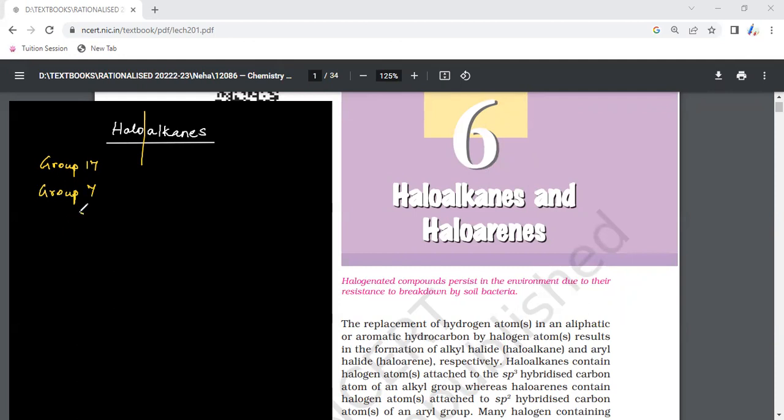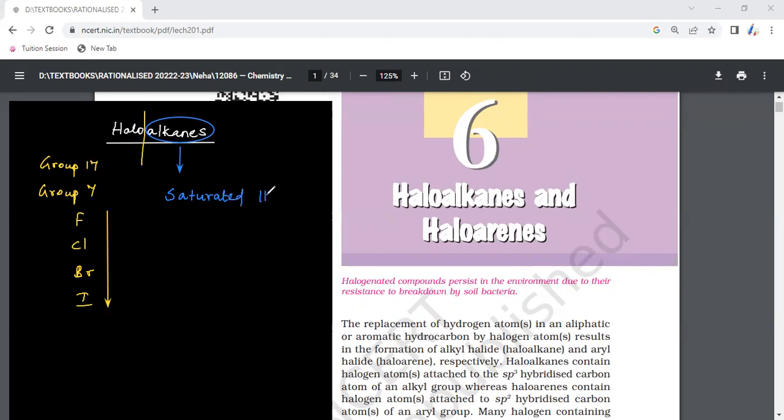The first member of the family is fluorine, second member chlorine, third member bromine, fourth member iodine. As you move from top to bottom, the reactivity decreases. And the next part of the word haloalkane is alkane. This also you know pretty well, that alkanes are saturated hydrocarbons.